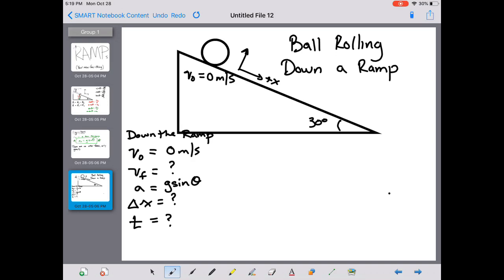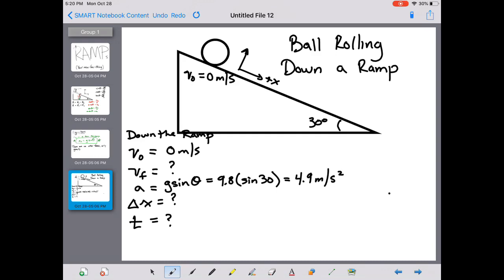Last unit, we assumed that an object in free fall has an acceleration equal to negative 9.8 meters per second squared. Here, when we have an object moving down the ramp, the acceleration is g times sine of theta, where theta is whatever angle the ramp is at. So for us, this is going to be 9.8 times the sine of 30, which I can do real quick. 9.8 times the sine of 30 gives us an acceleration of 4.9 meters per second squared down the ramp.